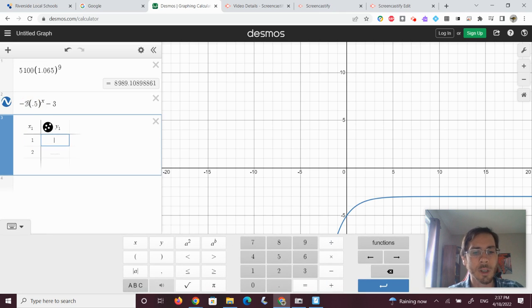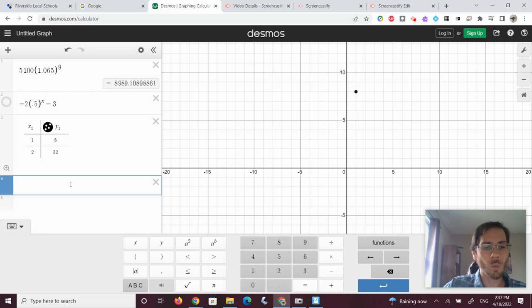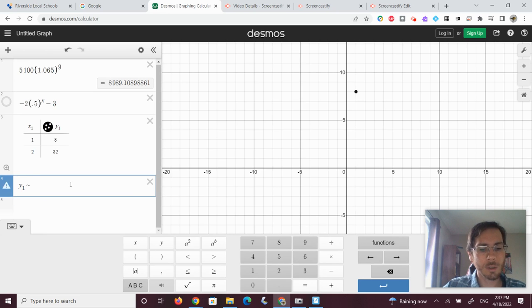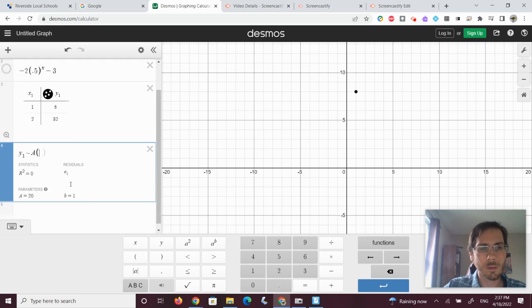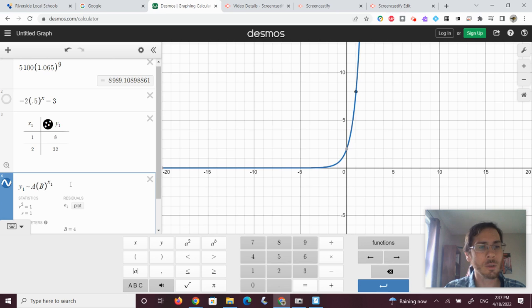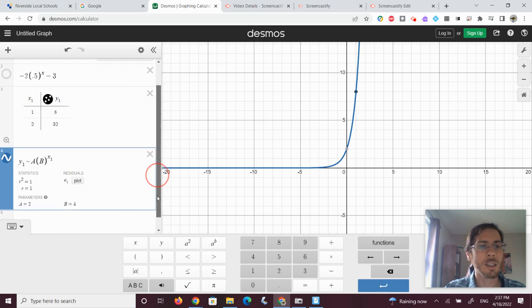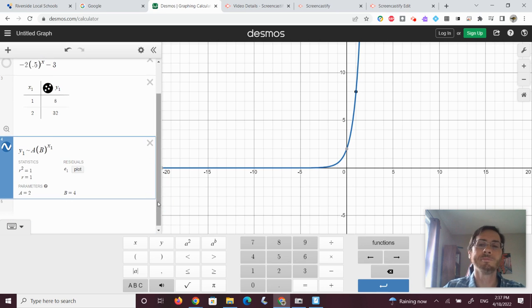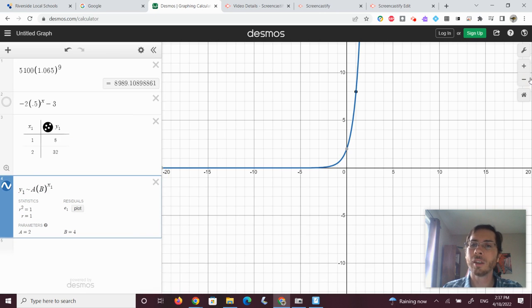We're going from 1, 8 to 2, 32. I'll turn that off. Y1 tilde a b to the x, because we want that to be the equation that we have. And yeah, it gives us the same answer. So that's kind of interesting.